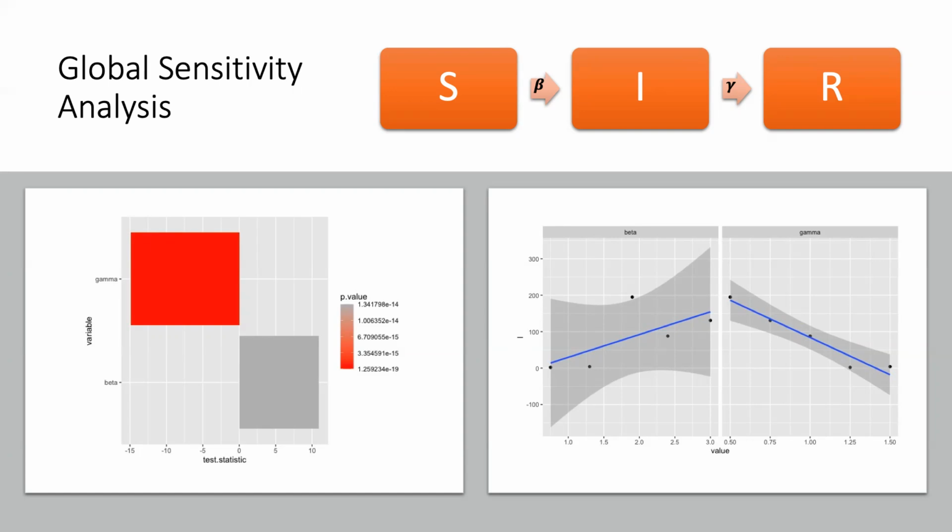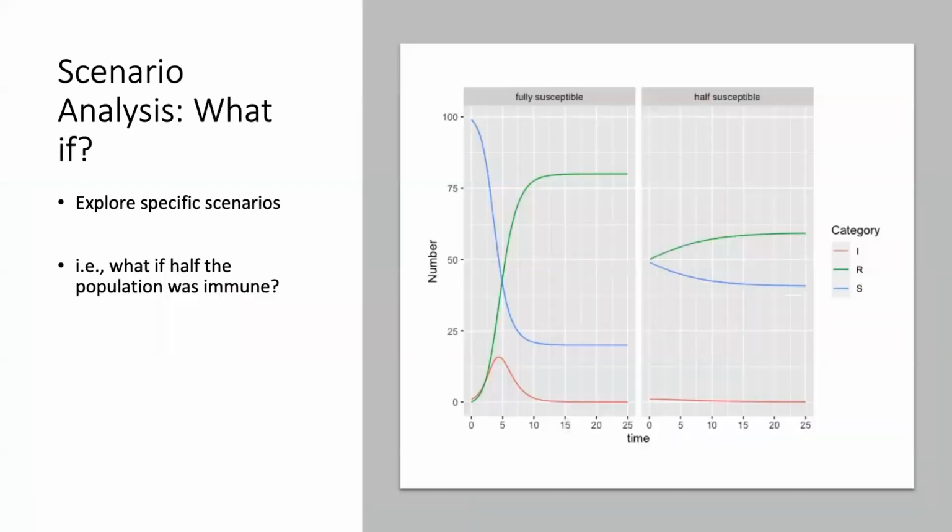So that's sensitivity analysis. Scenario analysis is a slightly different what if. It's saying, I want specific scenarios. Now the scenario might be, what if my model is slightly different? What if instead of an SIR model, I have an SEIR model? Or it could be something fairly simple, like, for example, in this, what if half the population was immune at the beginning of the outbreak?